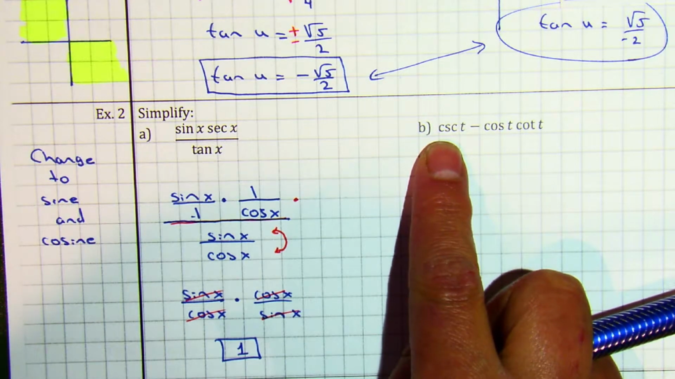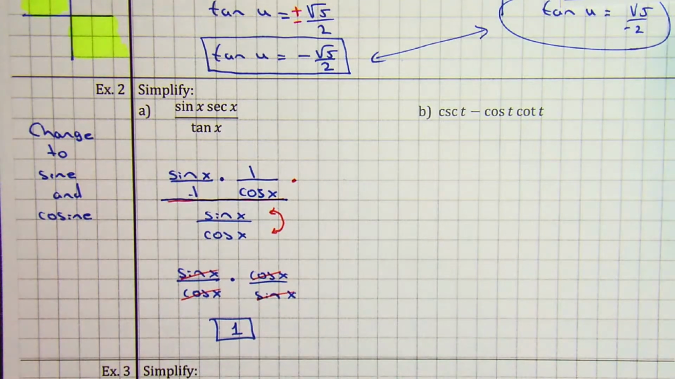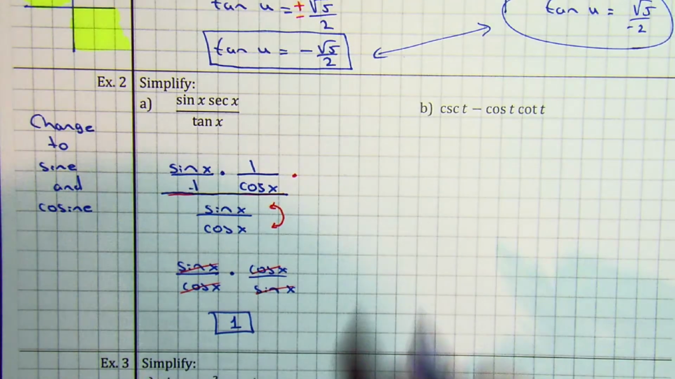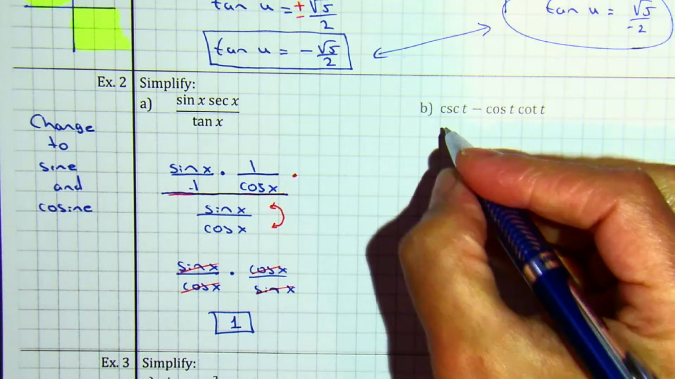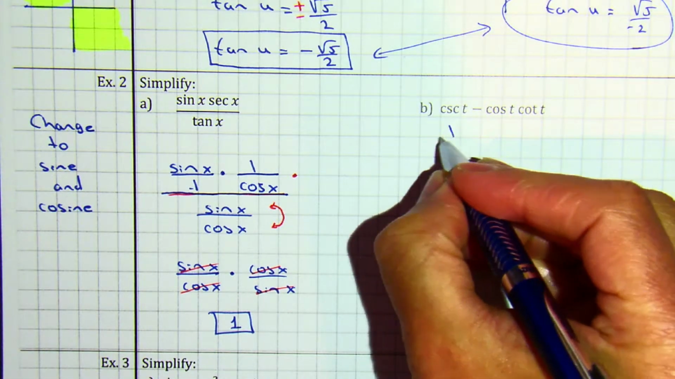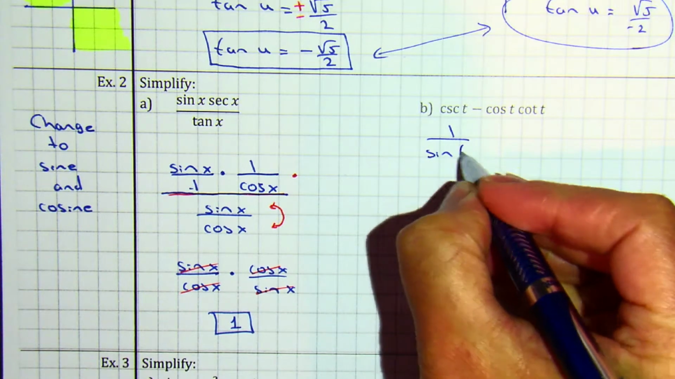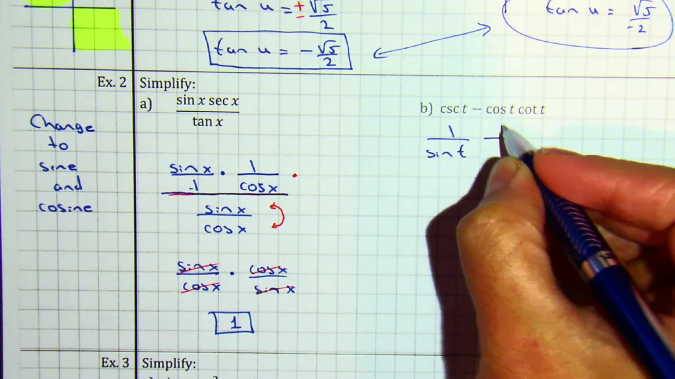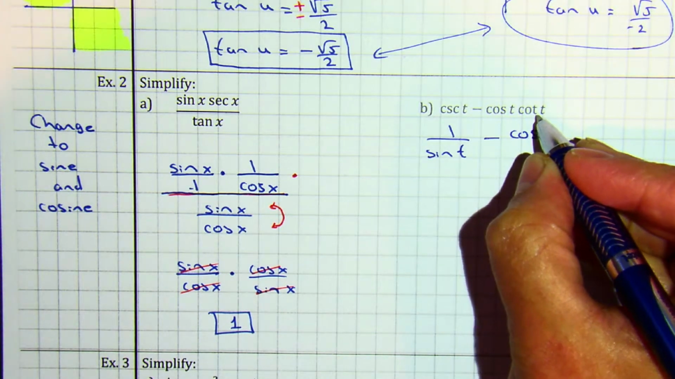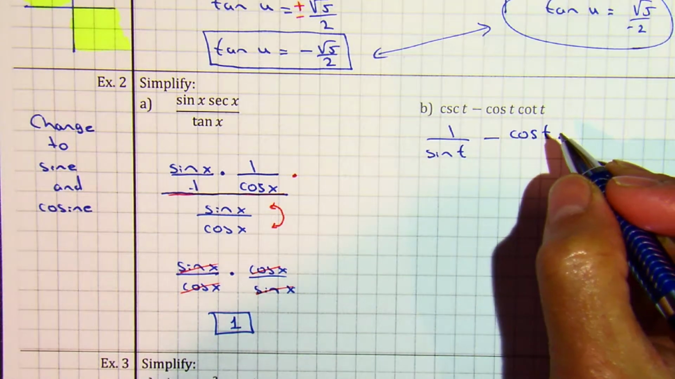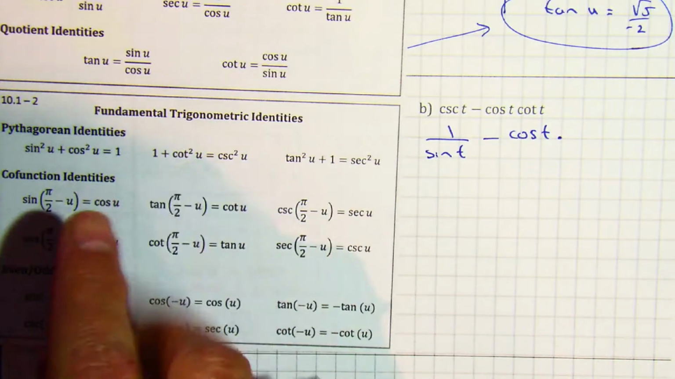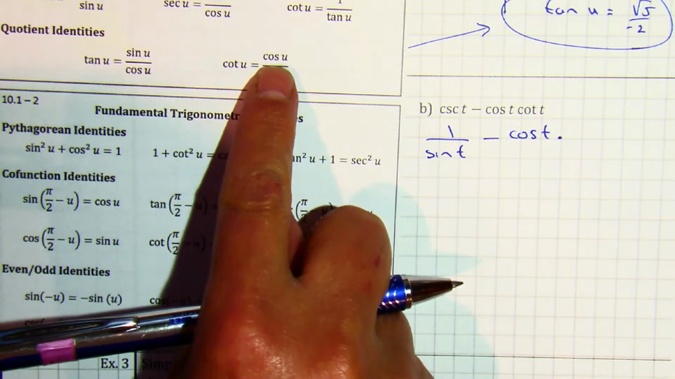Letter B. Our first strategy is to change everything to sine and cosine. So I change this. Cosecant is the reciprocal of sine, so therefore I can change it to 1 over the sine of t. Minus, this is already cosine of t, times cotangent, I can change it to, correct, cosine over sine. So cotangent can be replaced with cosine over sine.